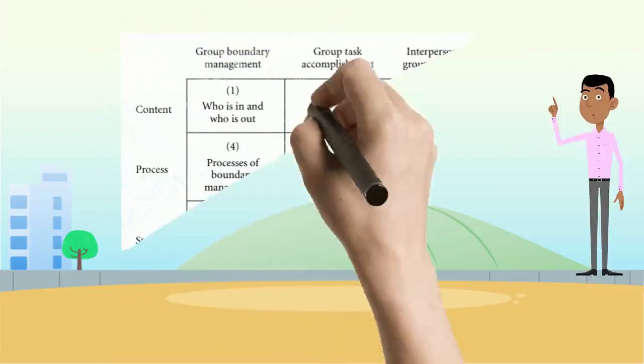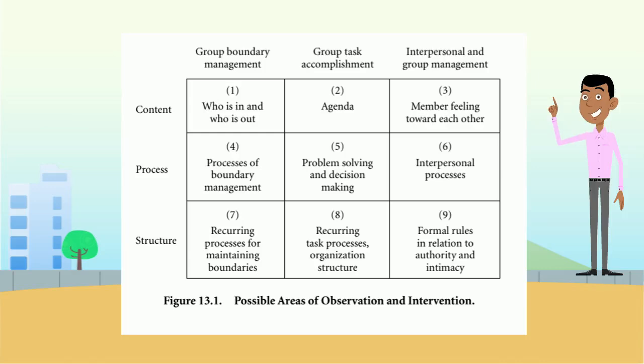This table presents a set of general categories of observable events that the manager could consider as possible foci of attention. The three items on top of the table are the fundamental issues any group should have to deal with. 1. Managing their boundaries. 2. Fulfilling their function or primary task. And 3. Managing their interpersonal and group management.